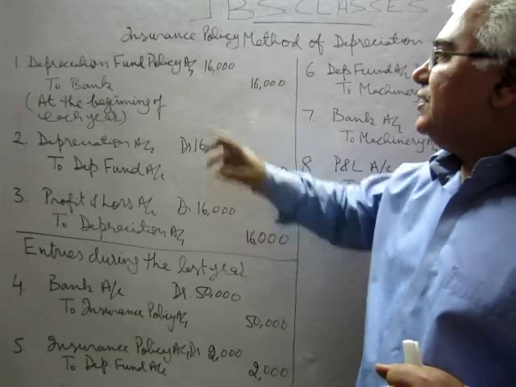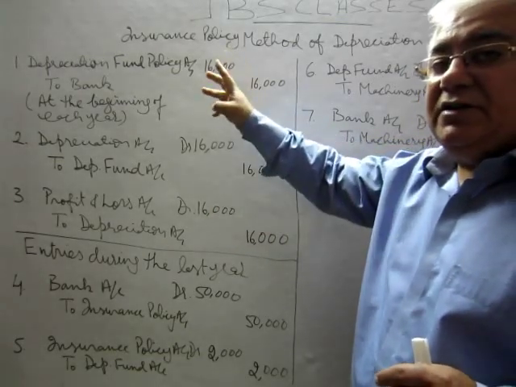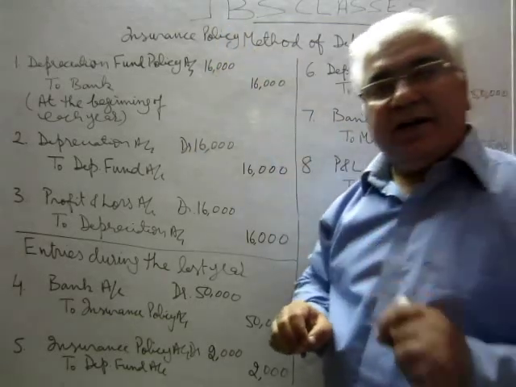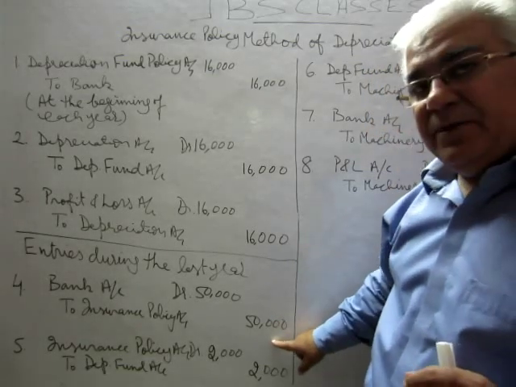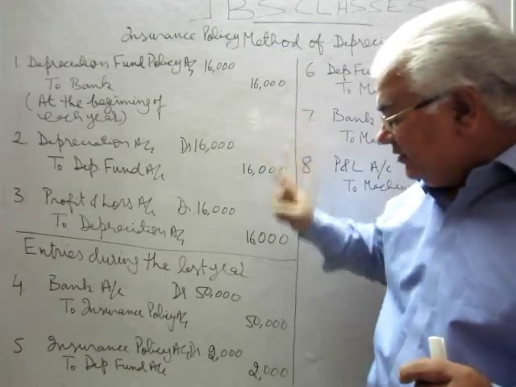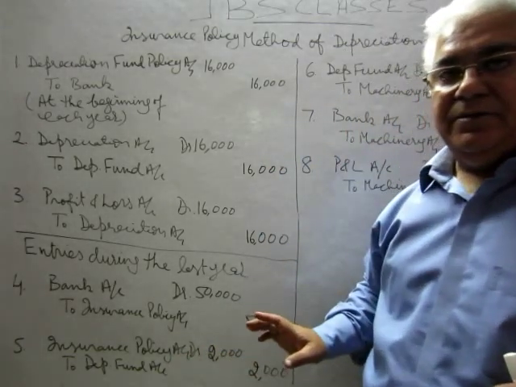Each year the depreciation fund policy account has been debited by 16,000. So in 3 years, we have debited the insurance policy account with 48,000, and it has been credited with 50,000 here. Hence, there is a credit balance of 2,000. This is the profit. This is what we have transferred to depreciation fund account.